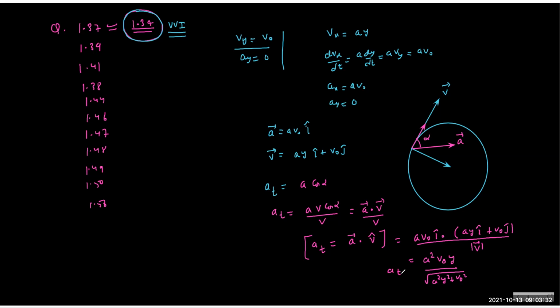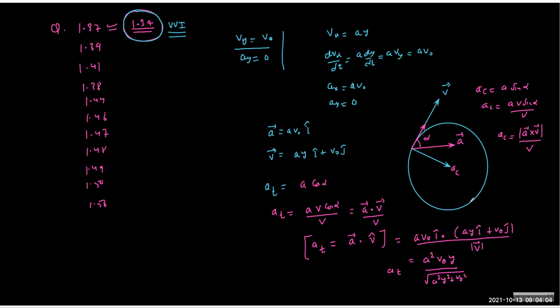Similarly, you can find the A centripetal by taking the cross product, if you can understand. Because to get this answer, we need A sin alpha. That's the way to get it. So numerically, you can write it as A sin alpha, and therefore as A V sin alpha by V. So now this becomes the mod of A cross V. Just take the mod.